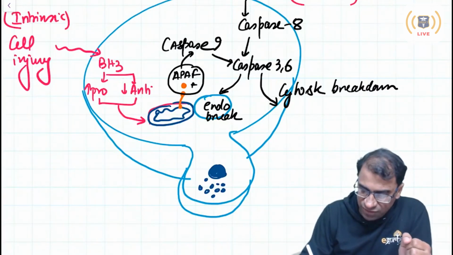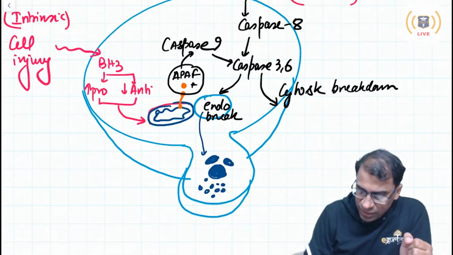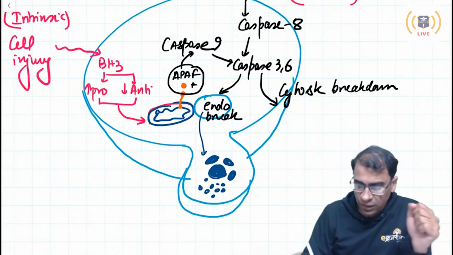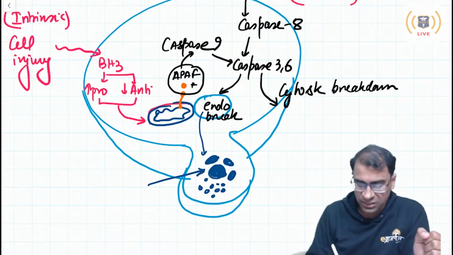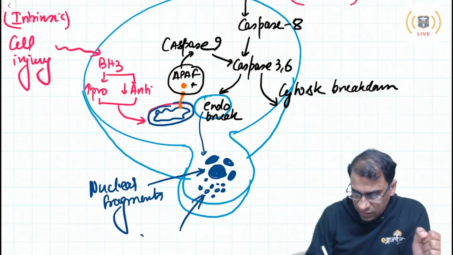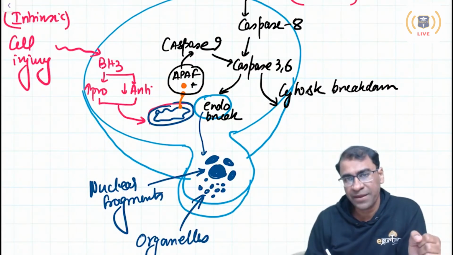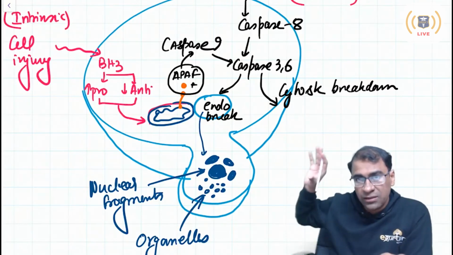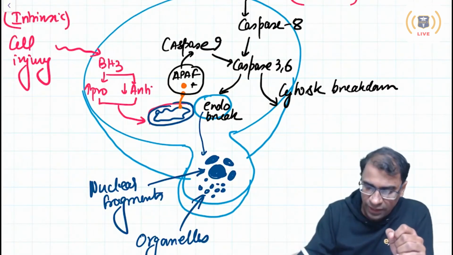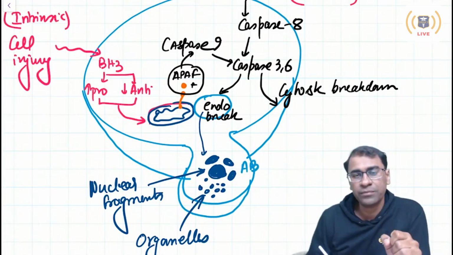So if this nucleus has fragmented here, it is coming in the form of fragments of nucleus like this. So what are these? These are nuclear fragments, and these are the organelles. Now see what happens. This is being called as apoptotic body, right?